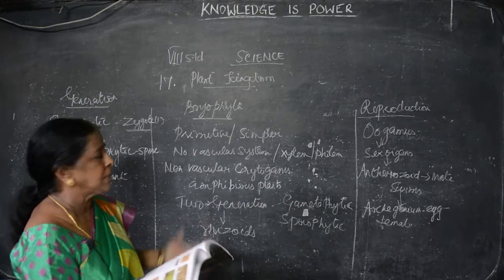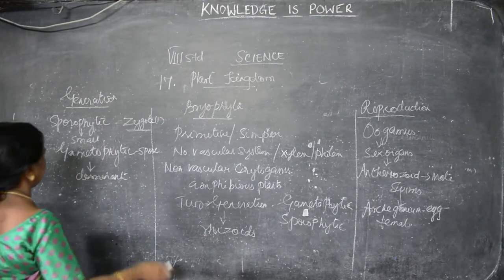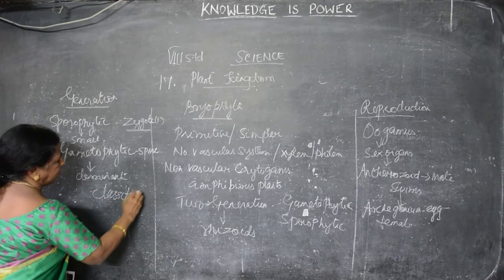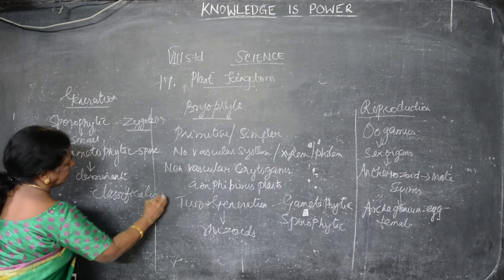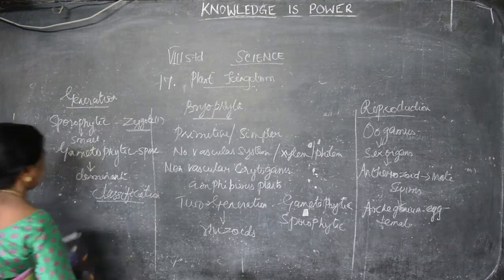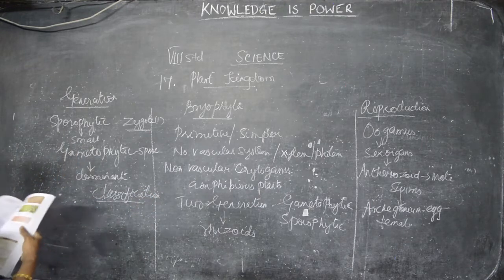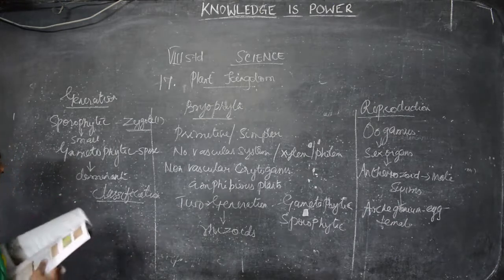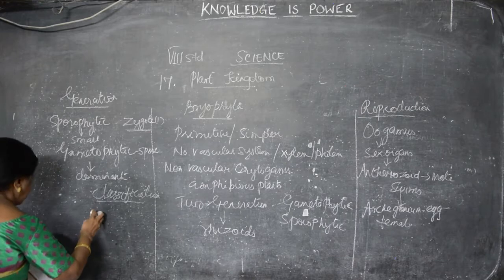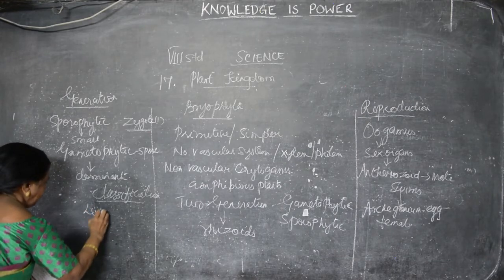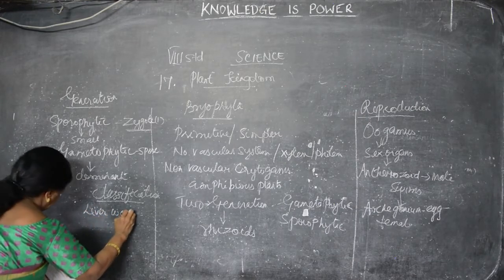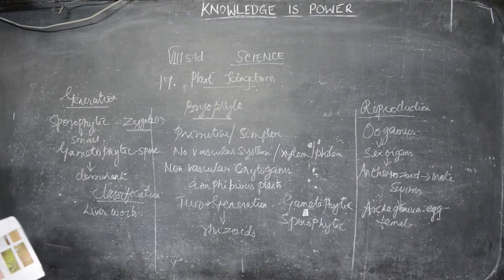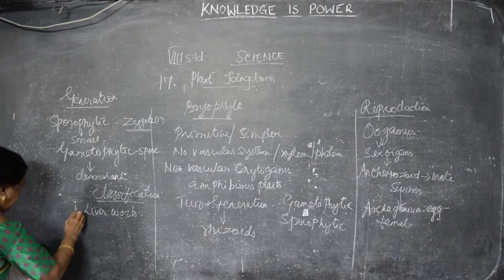What is the classification of bryophytes? We have to see the next one, classification. Classification means what? Divisions. What are the divisions of bryophytes? That is Hepaticae, Anthocerotae and Musci. So Hepaticae is otherwise known as liverworts. We got the specimen, but next class I will show, because everything is glass, so I should be very careful handling that.